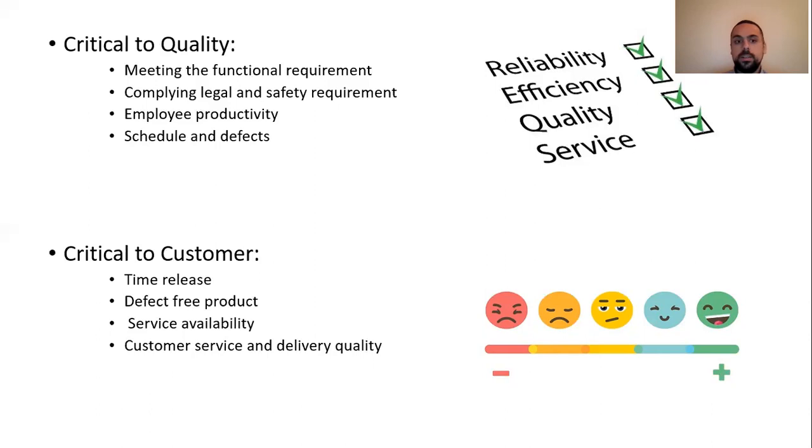Third one, the service should be available. It means that, for instance, if they need a guarantee, the service should be available. And also the customer service and delivery quality should be high. It means the quality of the customer service and delivery should be high and acceptable at least. So these factors are important for the customer. So they are critical to customer.